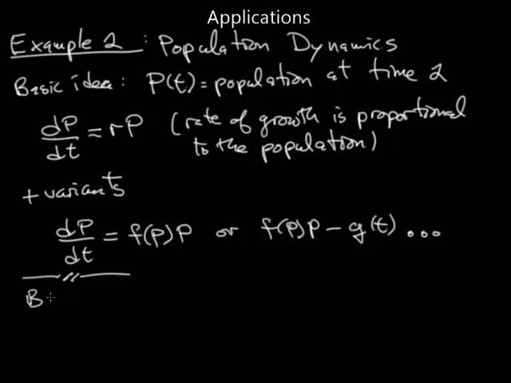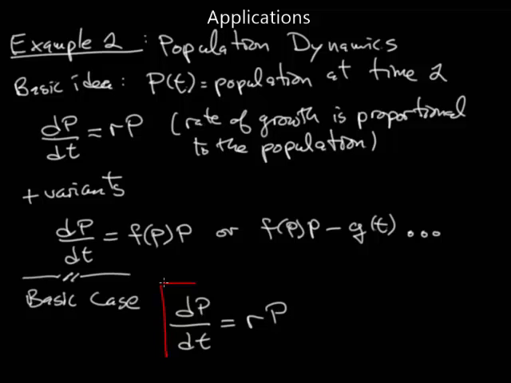So let's look at the basic example of this. You should really think of the general case as some sort of perturbation of this. dp dt is equal to r times p. The basic population model, the rate of growth of population is proportional to the population, and there's some proportionality constant. So this is a very easy equation to solve. It's one of the very first ones we did. We'll just run through that very quickly.